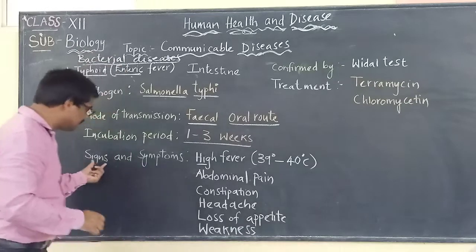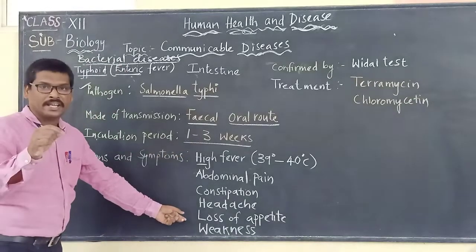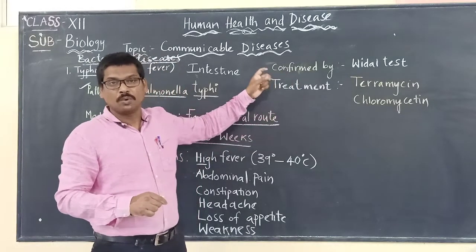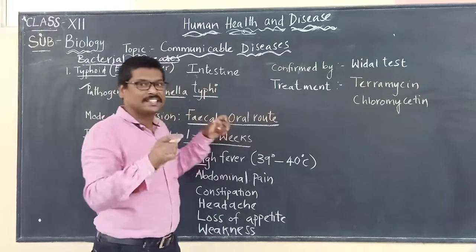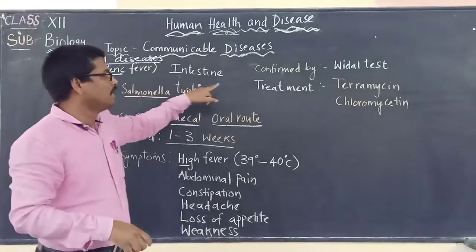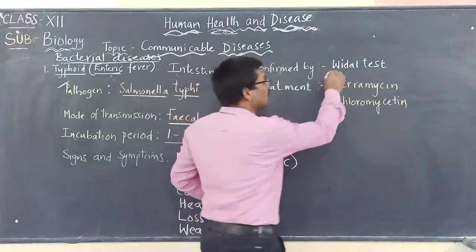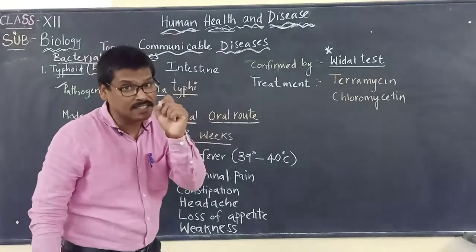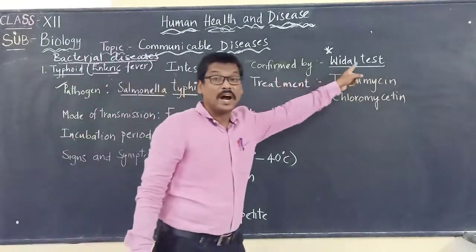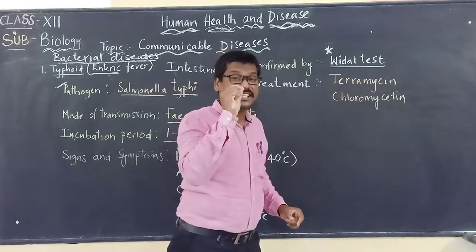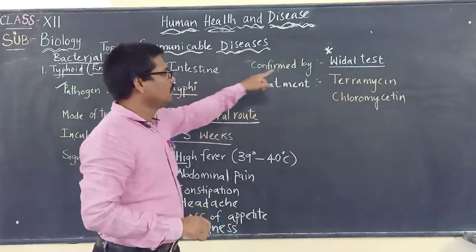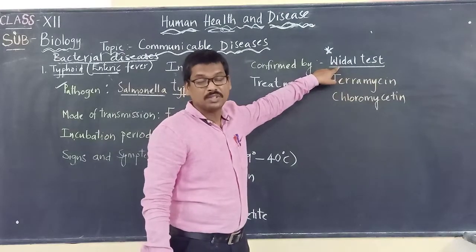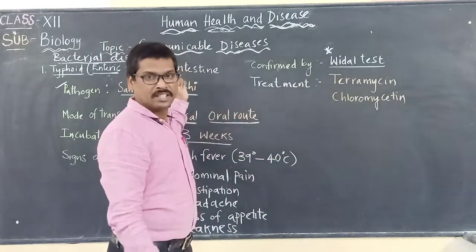When a person is showing these signs and symptoms, immediately they will go for a confirmatory test. So how can it be confirmed that typhoid has been caused to that particular individual? It will be confirmed by a test called the Widal Test. Please remember, this is very important. So what is the test that is done for typhoid? It is the Widal Test. This is the test that will be performed to confirm that a particular person is suffering with typhoid.